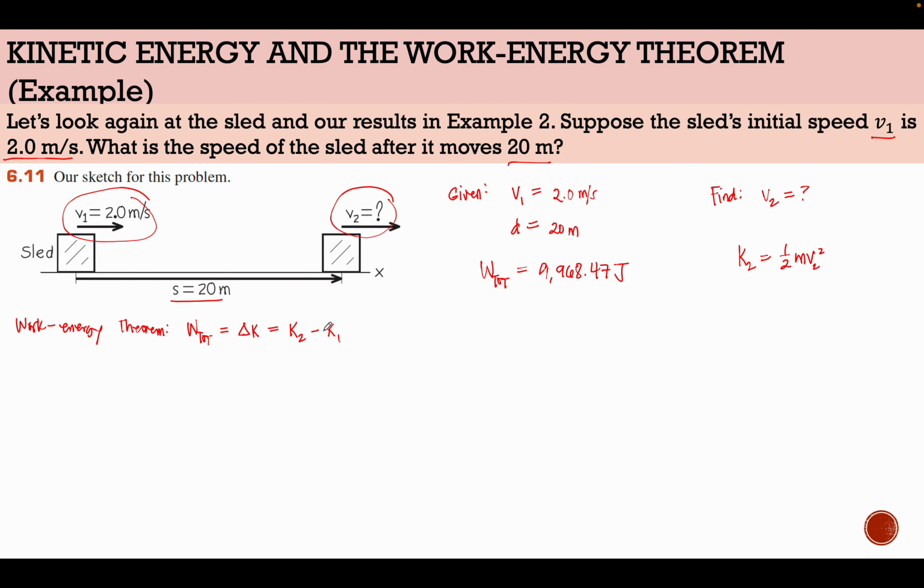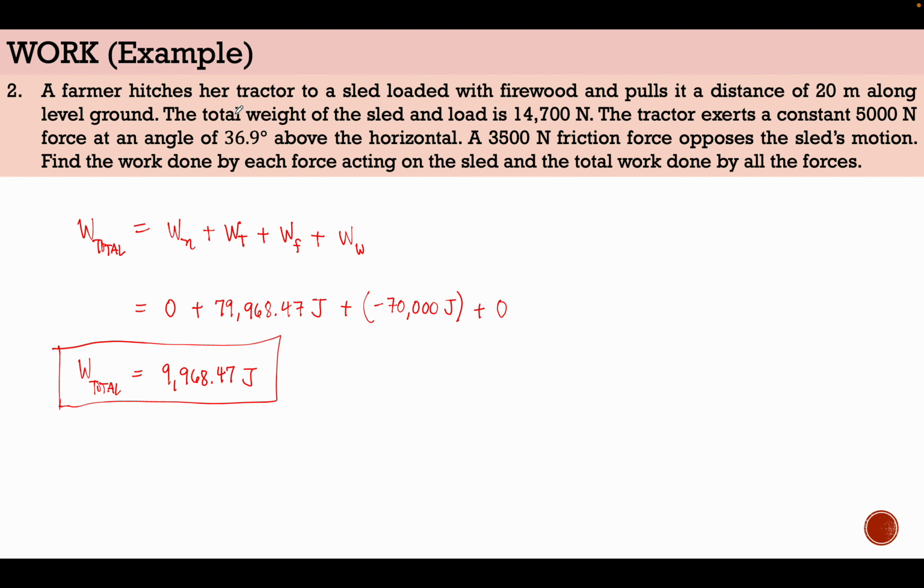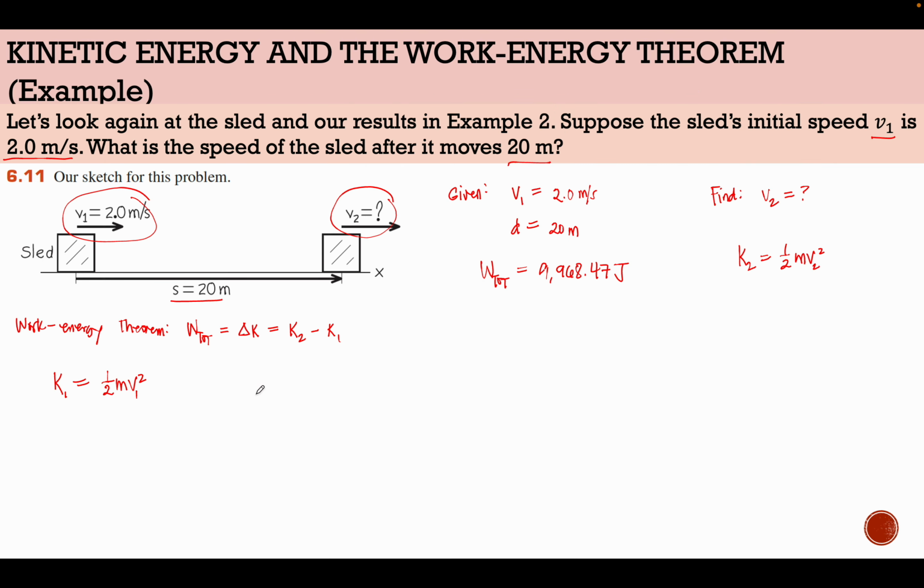So we need to solve for K sub 1, the initial kinetic energy, before we can solve for the final kinetic energy. To solve for initial kinetic energy, K sub 1 is equal to 1/2 times mass times V1 squared. But we don't have any value for the mass. Now, take note that in example number 2, we are given the weight of the sled and the load, which is 14,700 Newton.